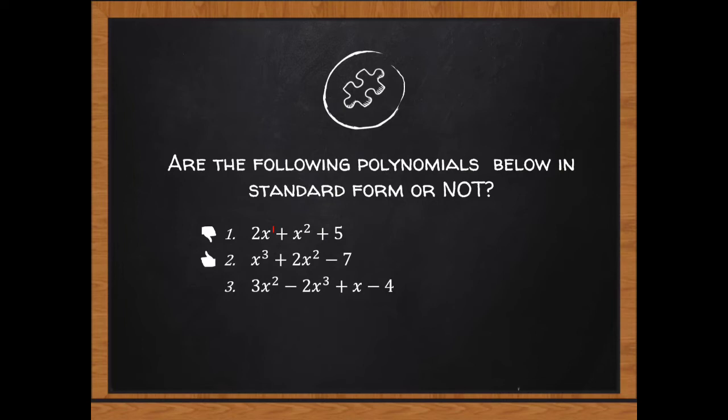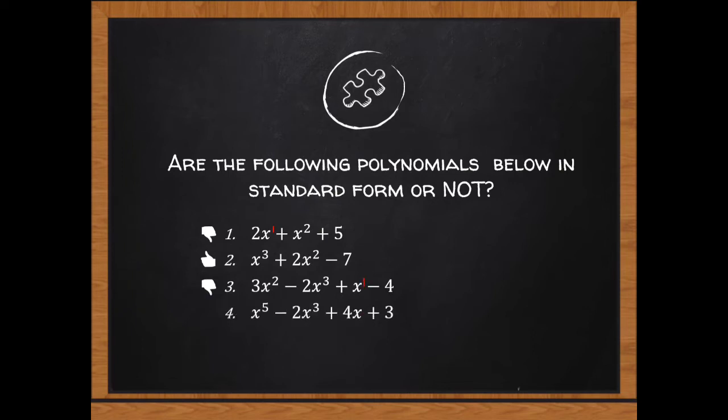Okay, next. 3x squared minus 2x cubed plus x minus 4. Thumbs down ulit tayo dyan. Bakit? Hindi na naman decreasing ang mga exponent ng variable x natin. 2 and then 3 and then 1 doon. So, hindi po sila decreasing.